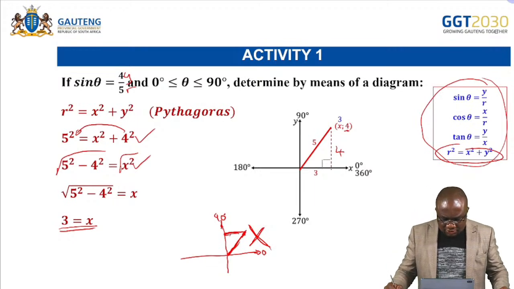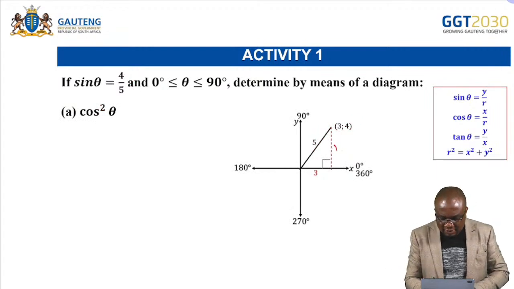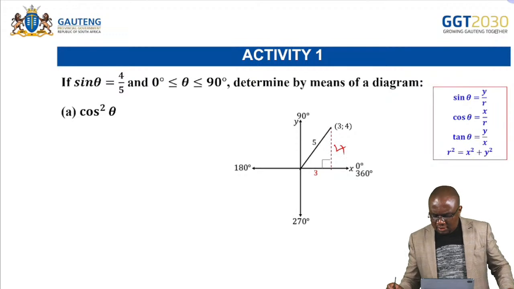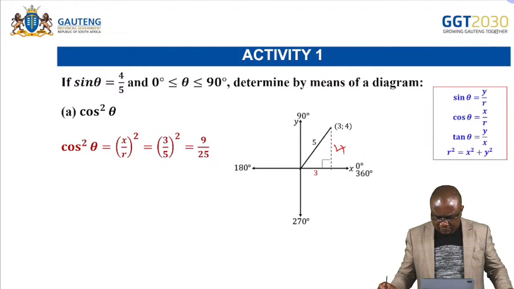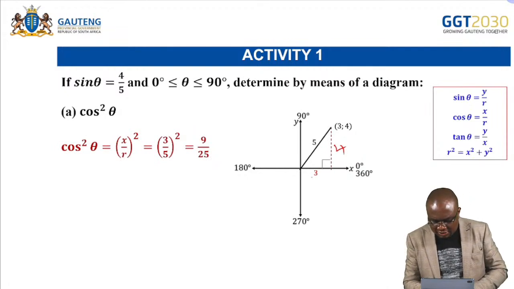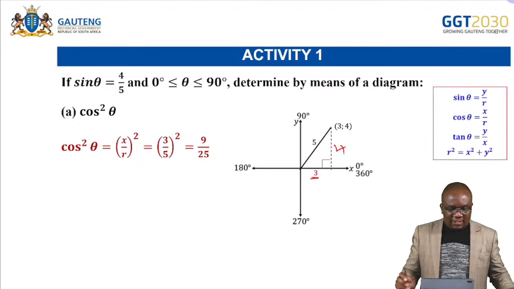Right, that is activity 1. Let's just quickly go through cos squared theta. Right now we have our cos theta is going to be x over r, so it's 3 over 5. So it's 3 over 5 squared. Remember that. So it's 9 over 25.